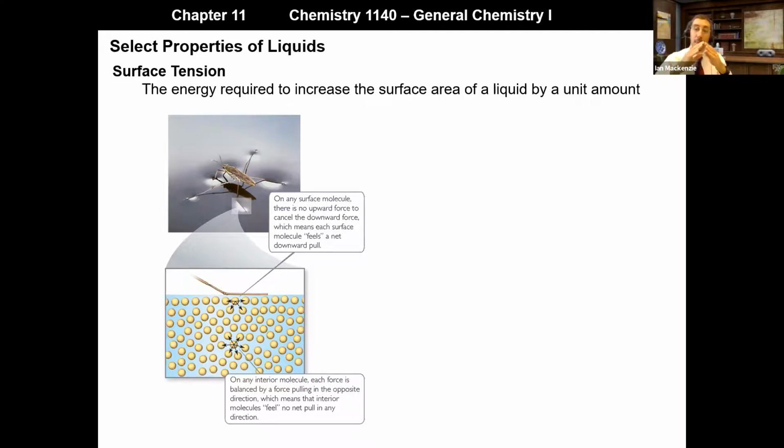And we can add force or energy to bring that curvature back out, and that extends or increases the surface area of the liquid. And that's where we get the surface tension from.